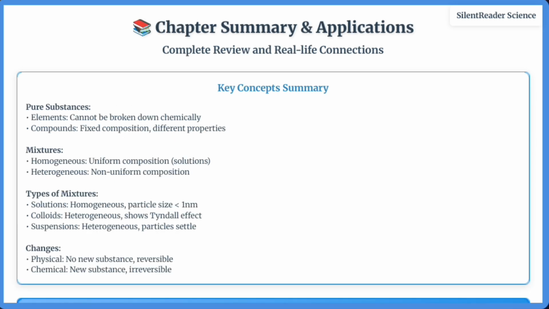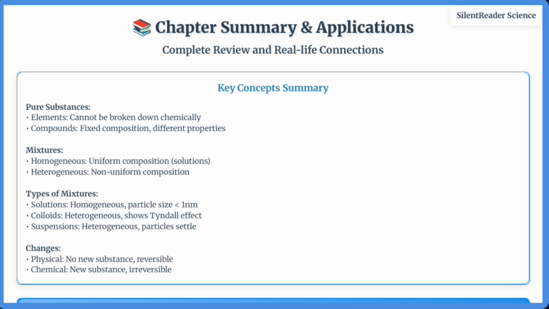Finally, let's review everything we've learned. Pure substances can be elements or compounds, while mixtures can be homogeneous or heterogeneous. Homogeneous mixtures include solutions, while heterogeneous mixtures include suspensions and colloids. Each type has distinct properties related to particle size, light scattering, stability, and filterability.